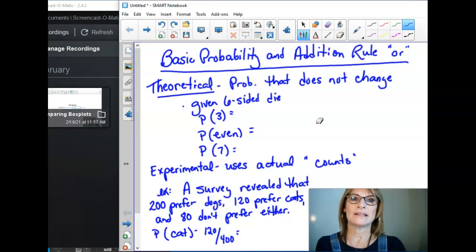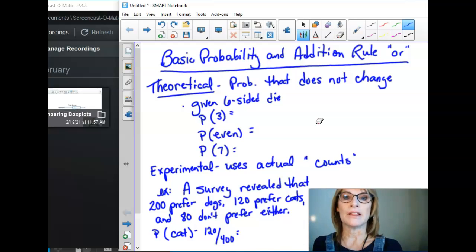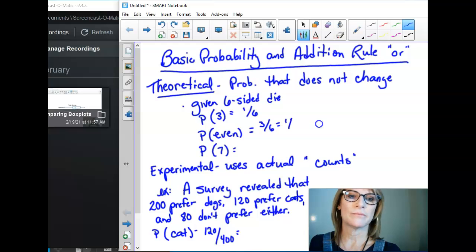Given a six-sided die, what is the probability that we get a 3? Well, 1 out of 6. What's the probability that we get an even number? 3 out of 6 or a half. And the probability of a 7 is 0 because it's an impossible event. Okay, so we understand theoretical.